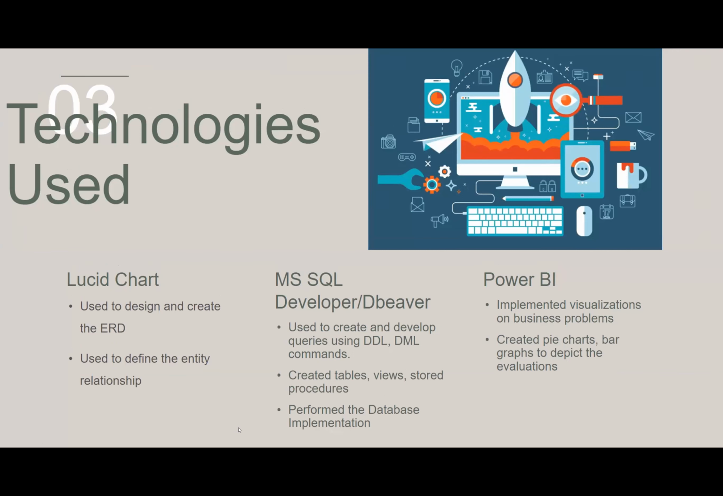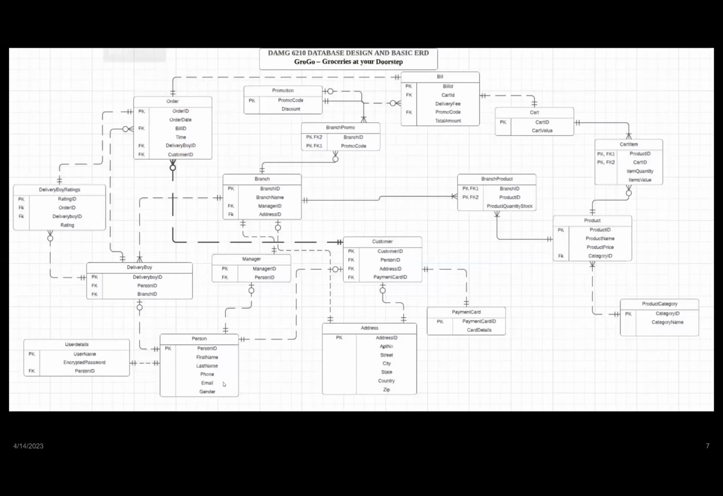Next, we go to the ERD implementation. The ERD implementation for GrowGo has been done using crow's foot notation. In this ERD, we have included all the foreign keys needed for a particular entity. Also, the relationship has been identified between the entities, whether it is identifying or non-identifying one. Also, here we have associative entities, which remove many-to-many to one-to-many relationships.